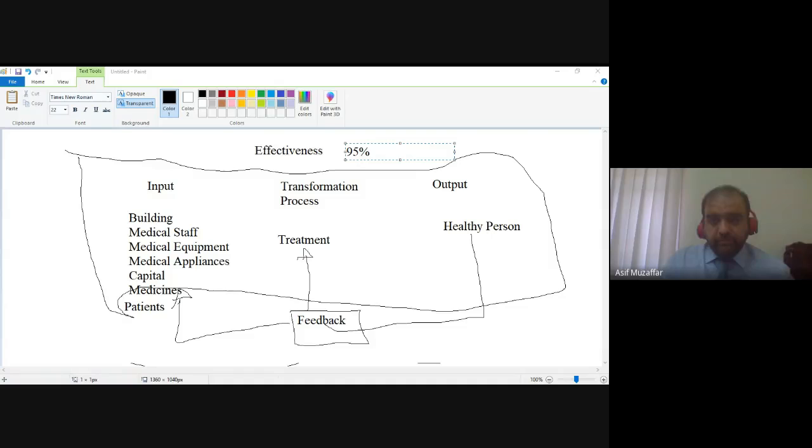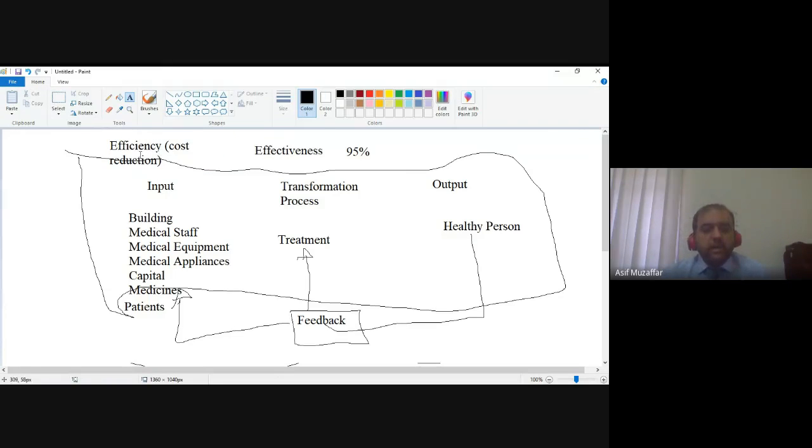Please quickly tell me. Yeah, okay. So now you know about effectiveness. The other thing was efficiency. Efficiency means cost effectiveness, or I can say cost reduction. So you are not confused with the other thing: an operations manager in any company is looking after efficiency and effectiveness.